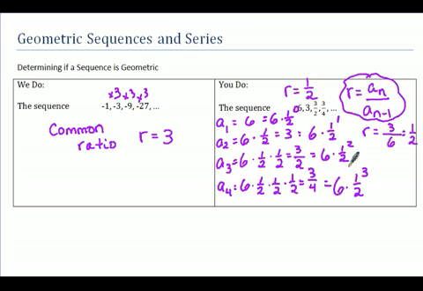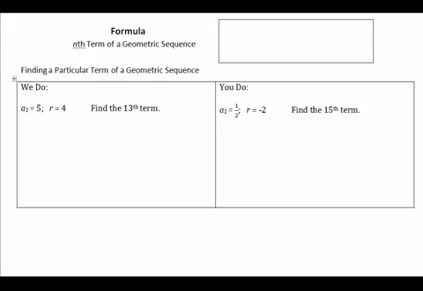So hopefully you can see we have a definite pattern here that we can translate into a formula for finding the nth term of a geometric sequence. In this case, the nth term a sub n is going to be equal to the first term. Remember on that example, every time we started with 6, times the common ratio raised to the n minus 1 power.